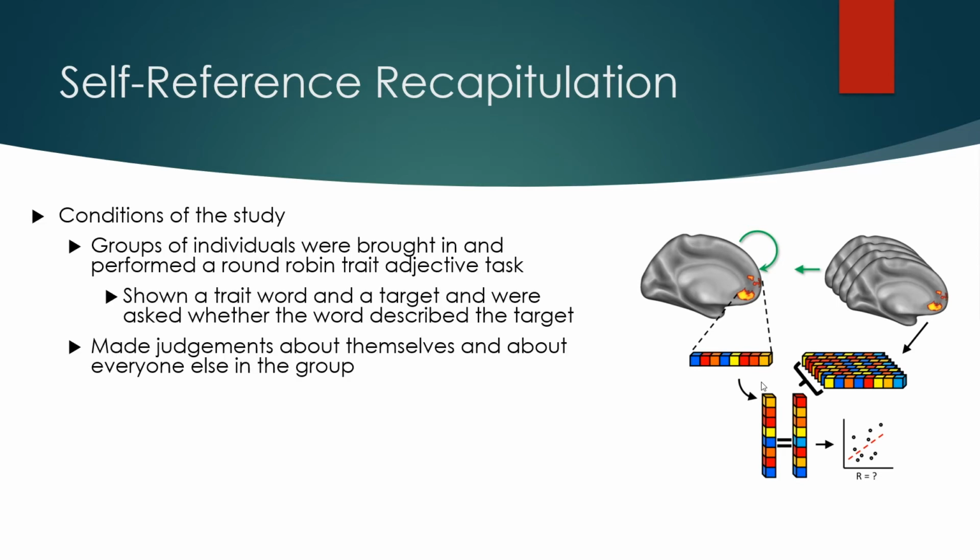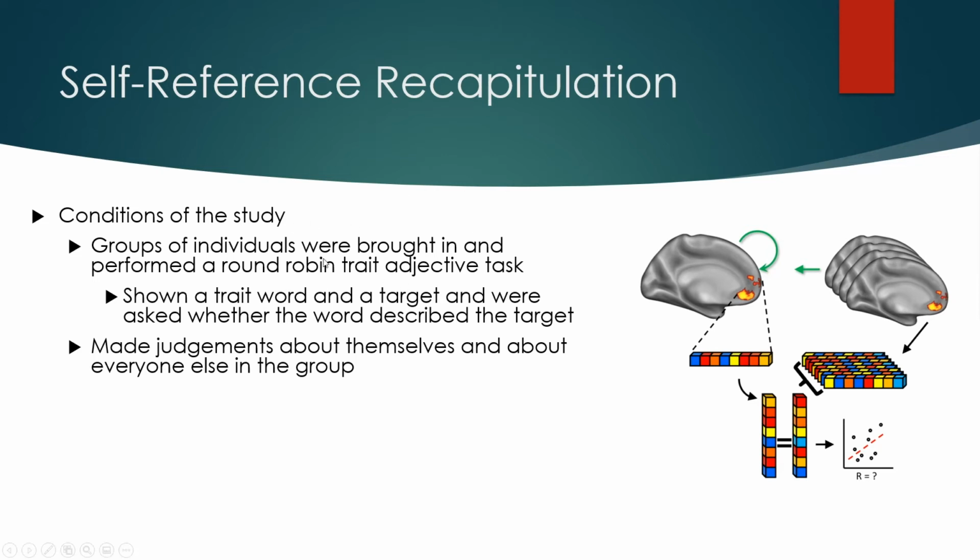So he brought people in, a big group of people, round robin style, and had them either think about themselves or think about one of the other people in the group, doing what's called a trait adjective task. They were shown the word self and a word like lazy, and they were asked to say yes or no if that word describes you.